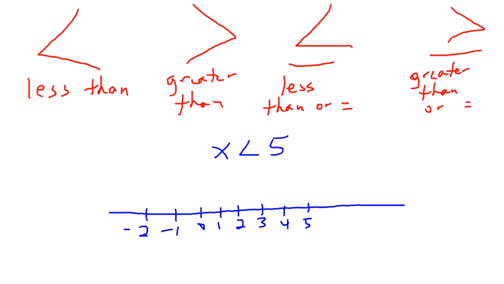Right? There are a lot of possibilities. Off the top of my head, 3, 2, 0, -2, -8, right? All of these numbers are less than or smaller than 5, so they would all satisfy this inequality. X is less than 5.